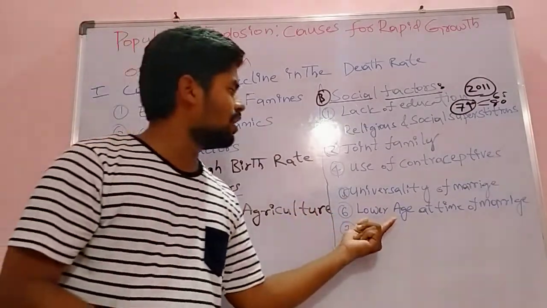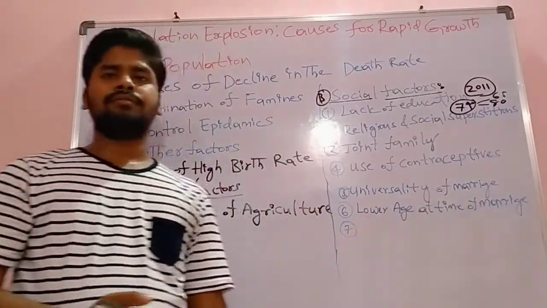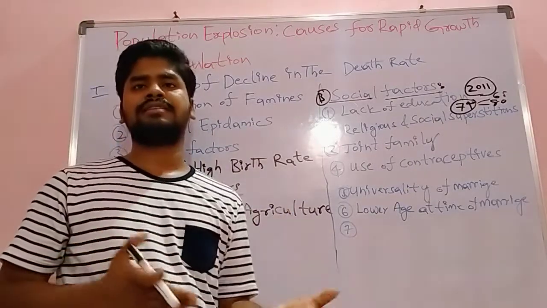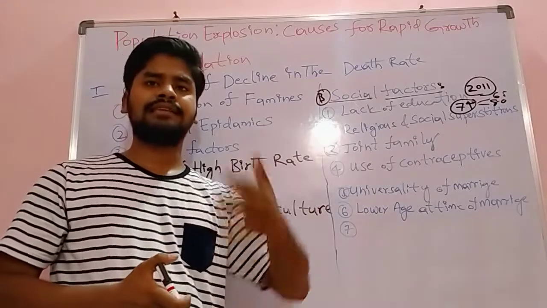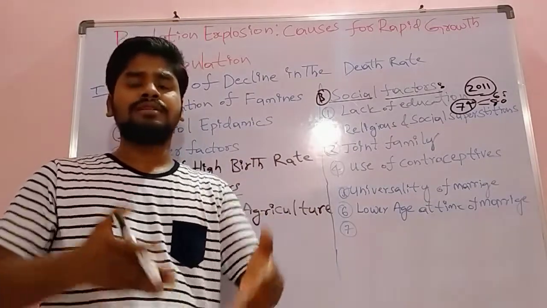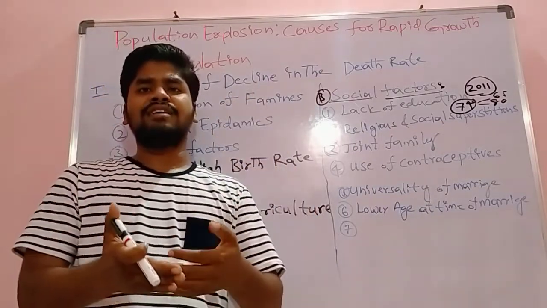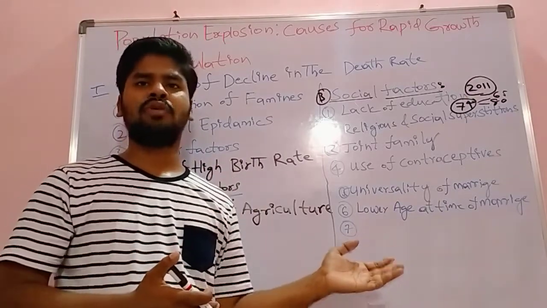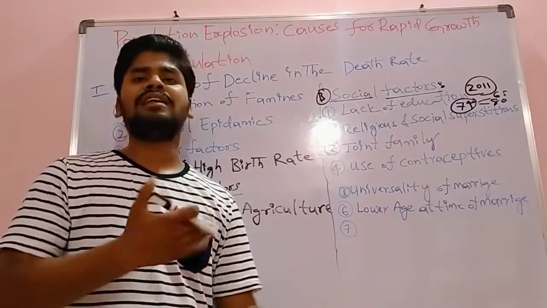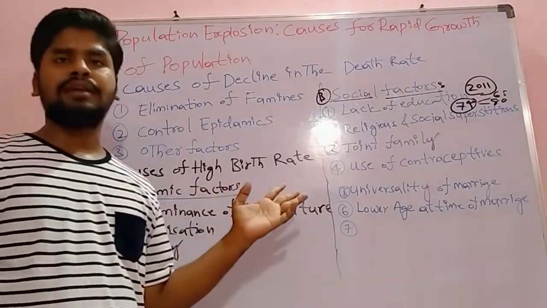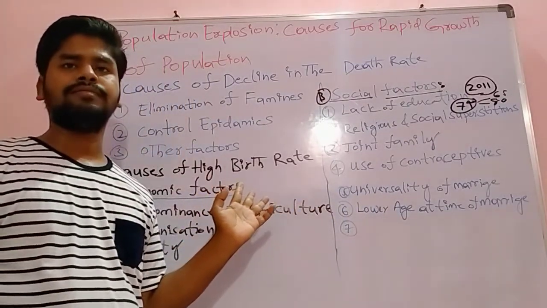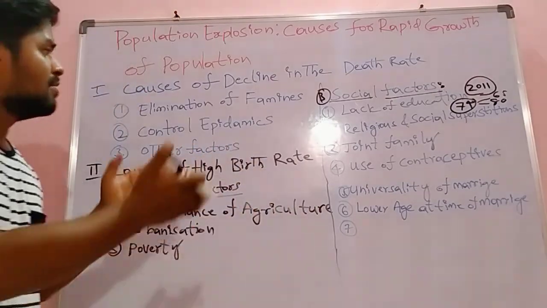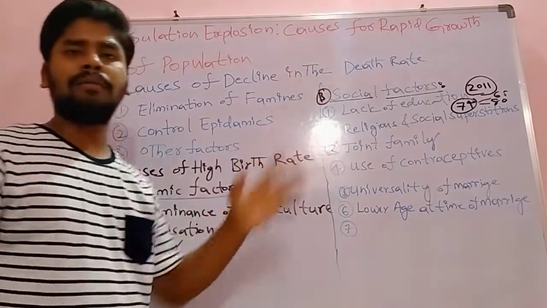And lower age at the time of marriage means early marriages in our India's ancient history. If you look at the ancient history, Sati Sagam, there were a number of problems. Very young people were encouraged to marry, the girl child and all. So that leads to a high birth rate. Right? So these are the factors which lead to the rapid growth of population.